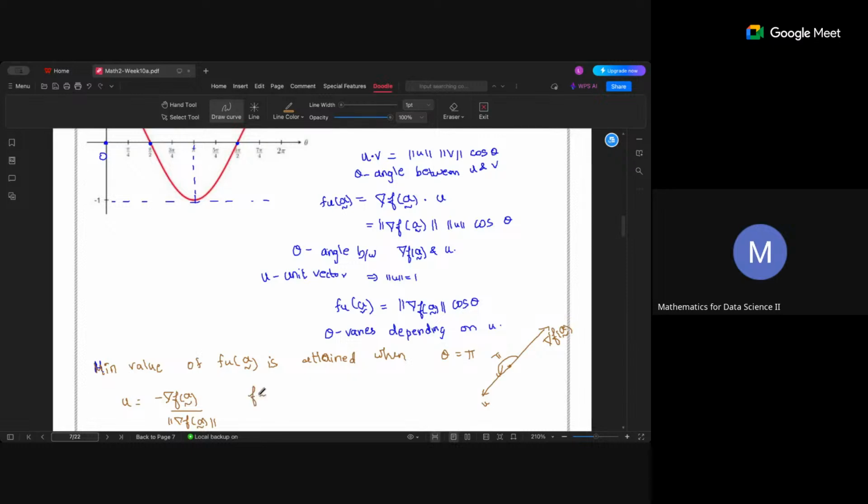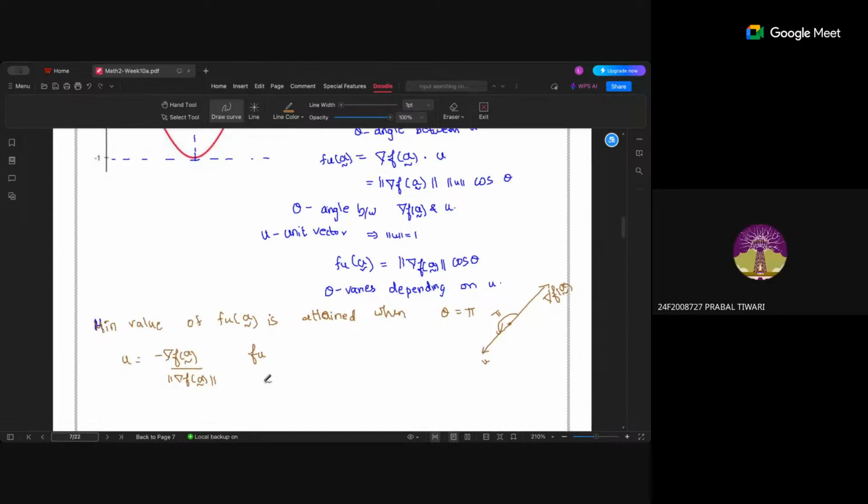Why am I writing this? We are finding the unit vector through the gradient's direction. Your u is just in the opposite direction. It means your u is a unit vector along the same line as del f of a tilde, but in the opposite direction. That's why there is a negative sign, and since it is a unit vector, I am dividing by its norm. Do you understand now? Okay, did you all understand, or should I repeat?